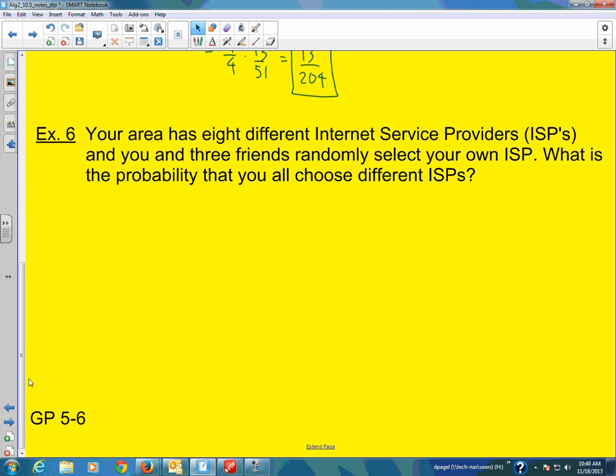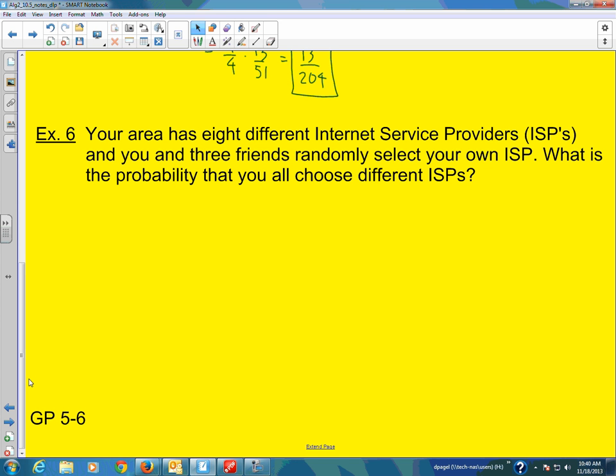All right, on this last example here, you and your friends are choosing from 8 different ISPs, internet service providers, and you're randomly selecting your own. So you don't know what either of your friends are picking. They don't know what you're picking. So let's just assume this all happens at the same time. You all get on the phone and you're calling at the same time to pick an ISP. And what is the chance?